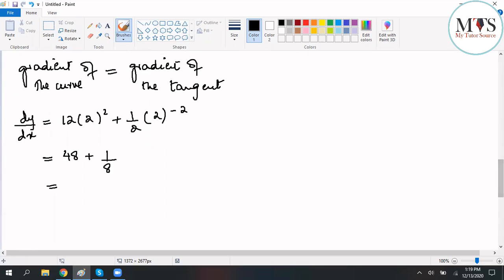Wait 1 second, let me just get my calculator. Is it 48.125? Okay. So this is the gradient of the curve and the tangent, correct? Yeah, right.